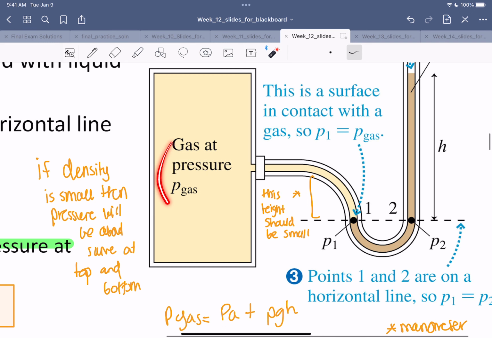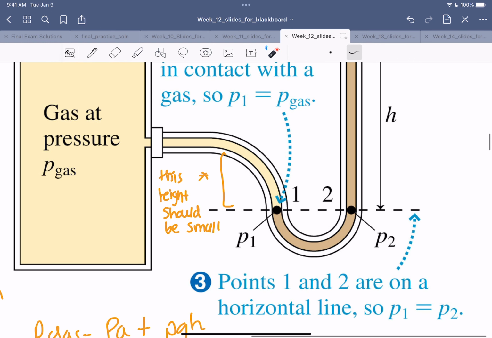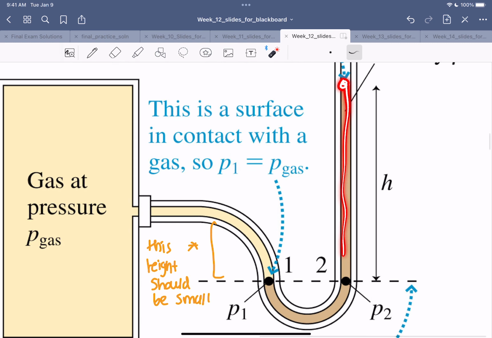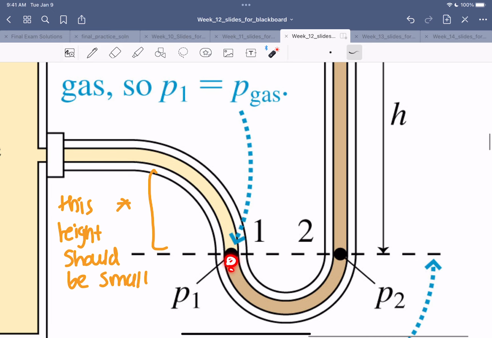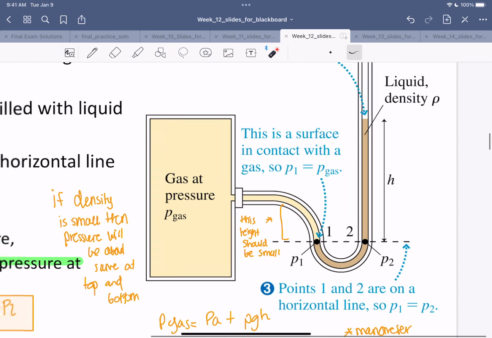Because we don't have information, for example, about the gas density, and obviously nothing about the pressure of the gas, we use the information we have about this other fluid. Here's the top, here's the bottom. We can figure out what the pressure at 2 is. Draw a horizontal line: at the same height, P1 should equal P2. And P1, because it's at the interface between the gas and the other fluid, should equal the pressure of the gas. So that's pretty much it for that.